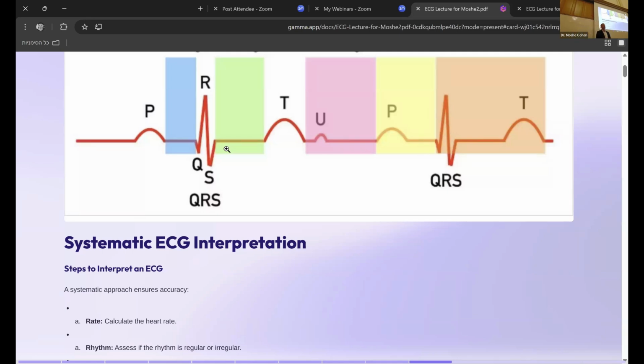Have you heard of it? Long QT syndrome, where you have a prolonged QT. That's from the beginning of the Q till the end of the T, which should be around, let's say, 0.5 seconds. When it's prolonged, it can be very dangerous. The danger is when it becomes 0.6, 0.7 seconds: the next QRS will fall on the T. We call it R on T. And this patient will 100% develop ventricular fibrillation and die.